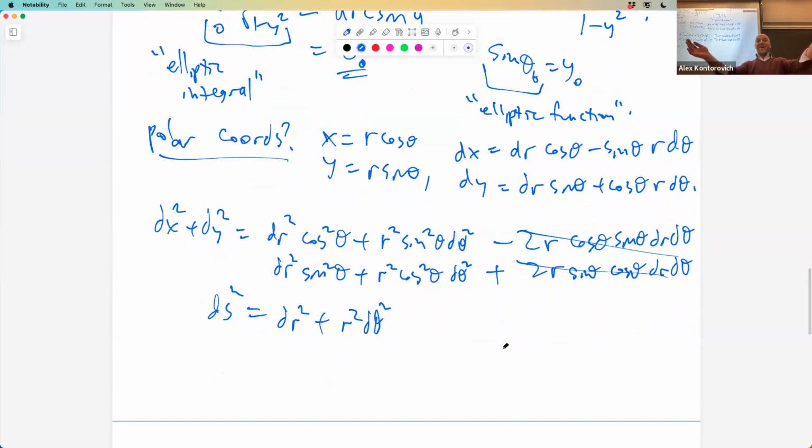R equals some constant. R equals 1. Yeah, some constant. Let's say the unit circle, R equals 1. That's the equation of a circle. R equals 1, regardless of the theta.